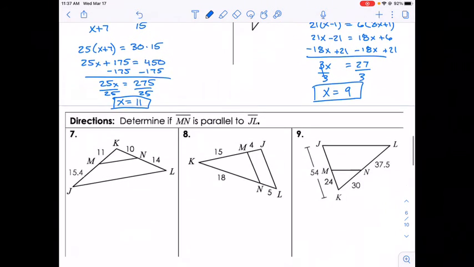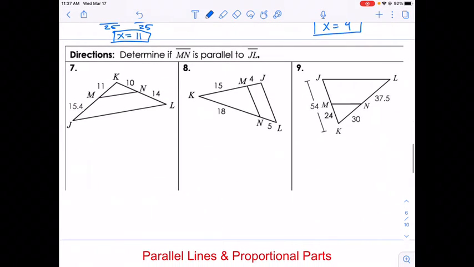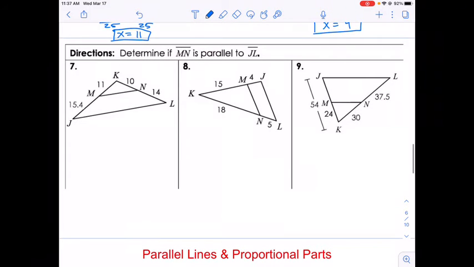So now let's look at the next part. It says determine whether these lines are parallel. Well, in order to do this, the easiest is we're going to set up our proportions and see if they're equal. So we can do this a couple ways. We can do 11 over 15.4 is equal to 10 over 14. Now we can try to reduce this and see if they're the same, or you can cross multiply. So if we cross multiply, we get 15.4 times 10 is 154. And then we do 11 times 14, that's going to be 154. They're the same, so therefore, yes, these are parallel.